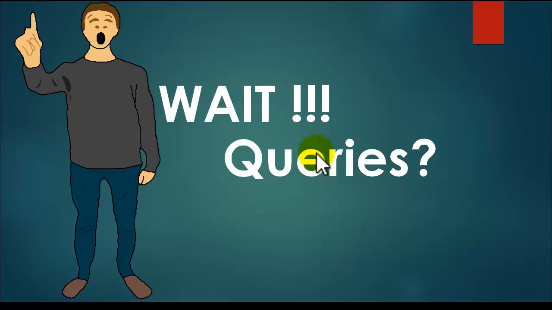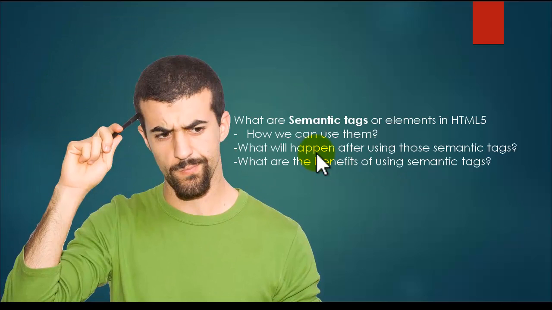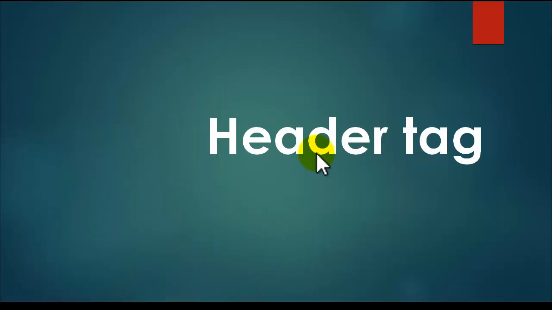We will cover everything. So what are semantic tags or elements in HTML5? How can we use them? Or what will happen after using those semantic tags? And what are the benefits of using semantic tags? Why should we use semantic tags instead of using divs and spans? So the first semantic tag is the header tag.